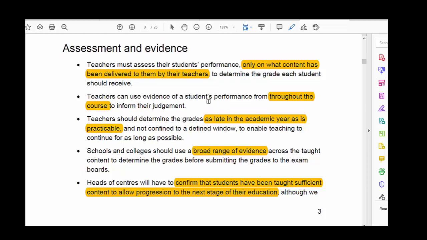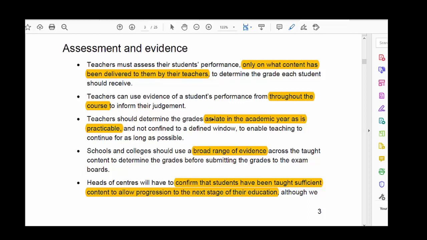Right, teachers can use evidence of a student's performance from throughout the course to inform their judgment. So your GCSE course should have started at the start of year 10. So teachers can use any evidence of your performance from the start of year 10 to the end of year 11 to determine the grade that they wish to award you.